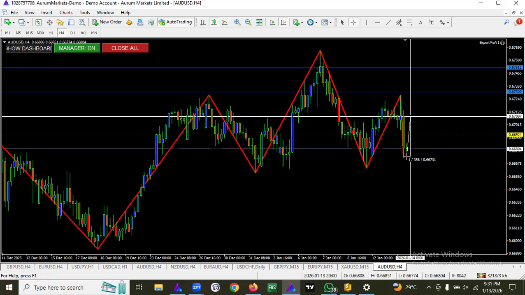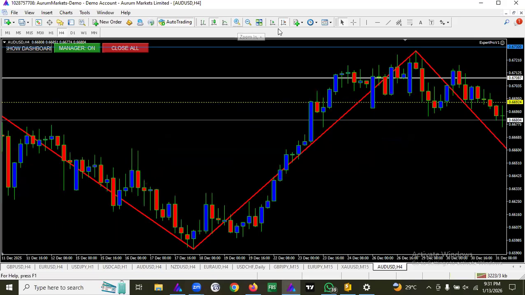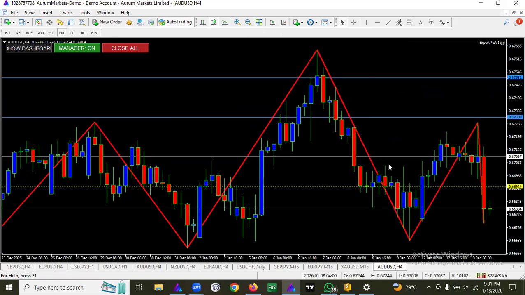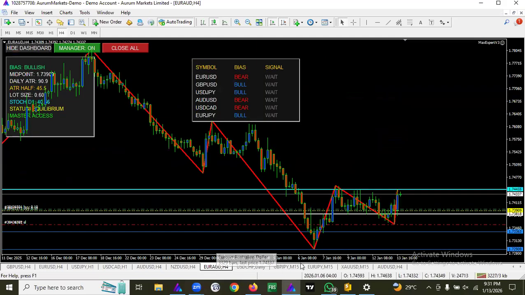If one had caught this move, one would have made 35 pips. But my focus was on my EA trade. I was just focused on managing my EA trade. I think EA is still a massive profit. Yeah, it's still in profit.